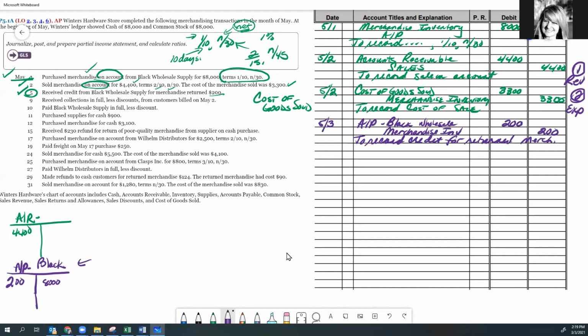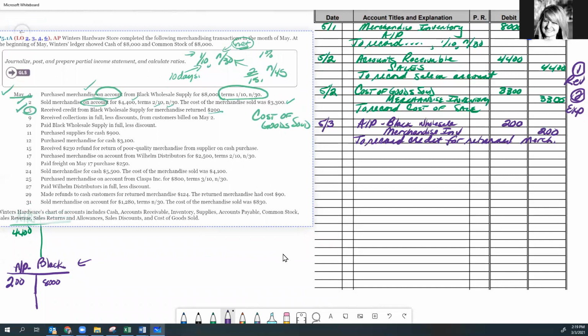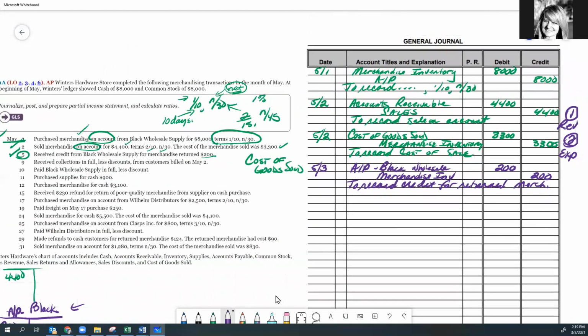Notice up here, we debited merchandise inventory and made it go up, and credited accounts payable and made it go up. Down here on 5/3, we're doing exactly the opposite. We're debiting accounts payable, making it go down, crediting merchandise inventory, making it go down.